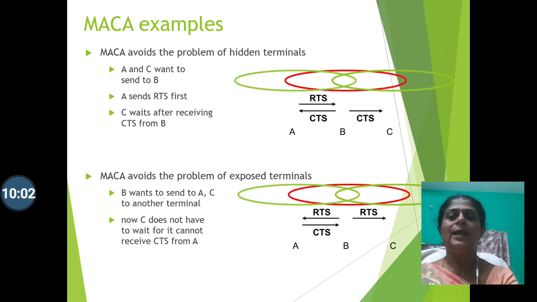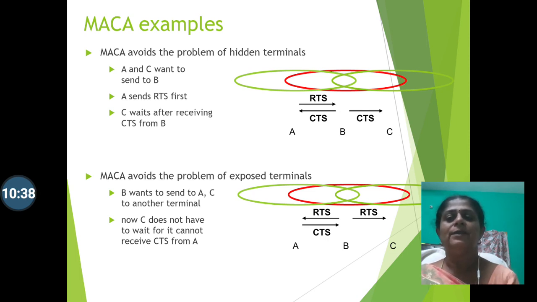Now coming to the exposed terminal. Okay, now what was the exposed terminal problem? C wants to send something to D, but since A and B are conversing, C is waiting unnecessarily. So how is this problem solved with this method? Now again with this RTS and CTS. Now what will C do? C has to send a request to send only to D, and so it will not worry about A or B. Okay, and now B wants to send something to A and C to some other terminal.